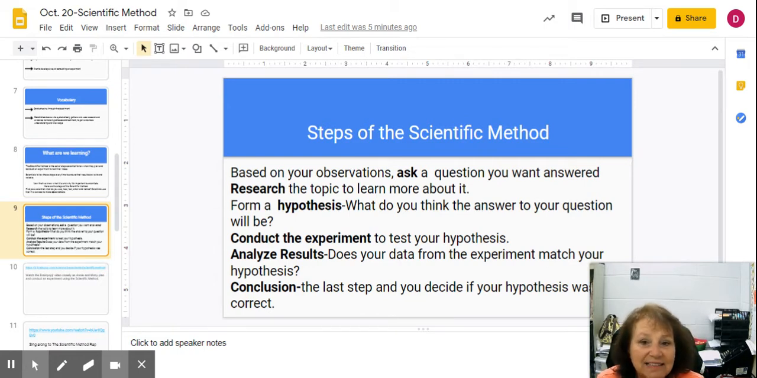Actually conduct the experiment, and that's to test your hypothesis. Analyze results. Does your data from the experiment match your hypothesis? And then there's always the conclusion, and that's the last step. And then you decide if your hypothesis was correct.